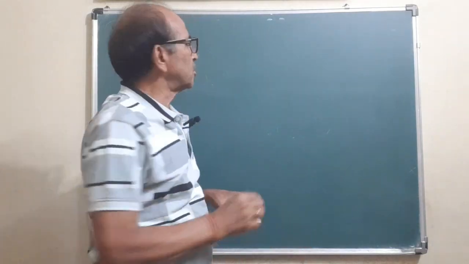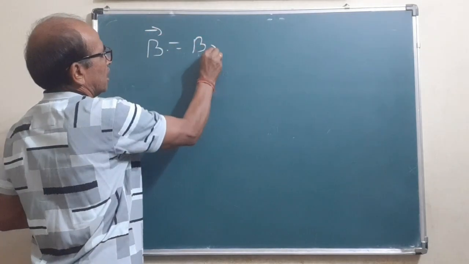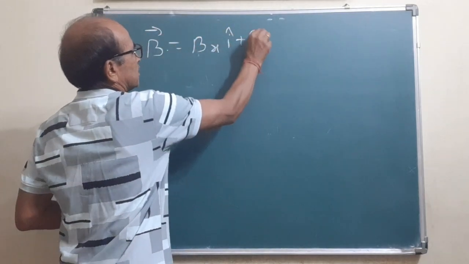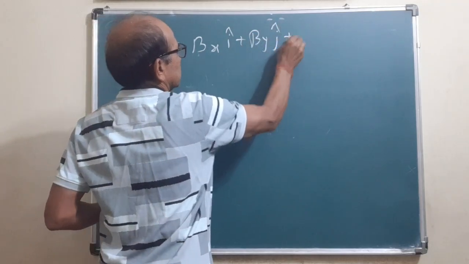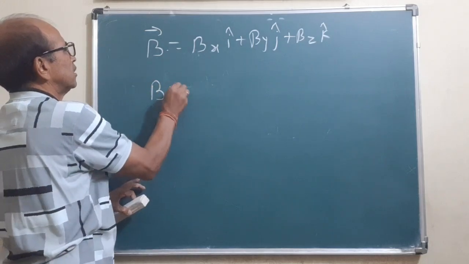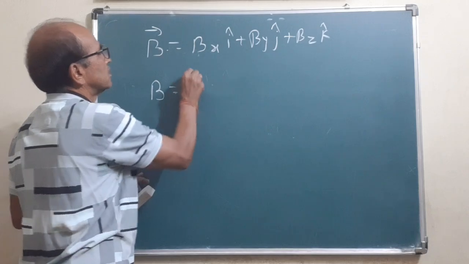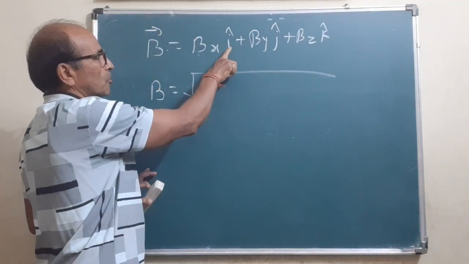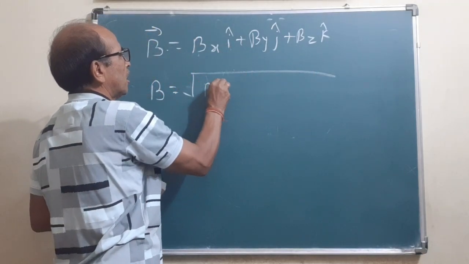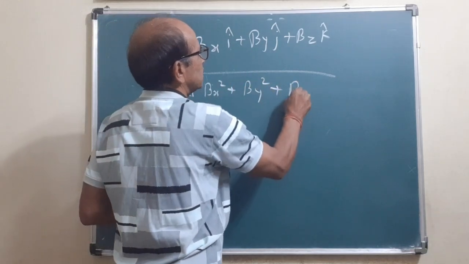Now you are studying components of a vector, resolution of a vector in three dimensions. The B vector you can take: bx i cap plus by j cap plus bz k cap. Magnitude of vector B is under root of the square of the coefficient of i, so bx square, plus by square and bz square.